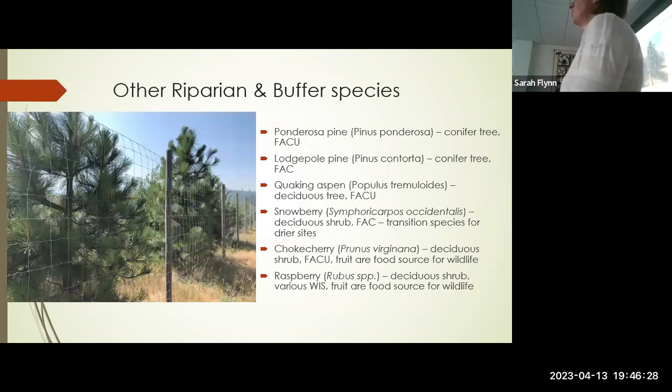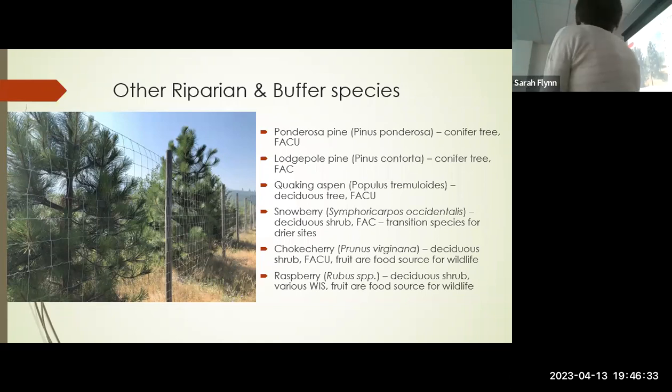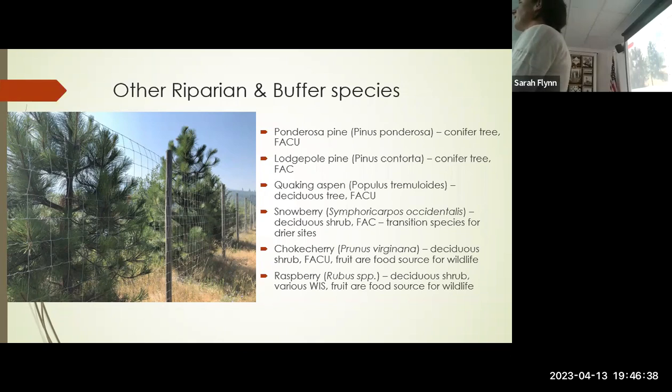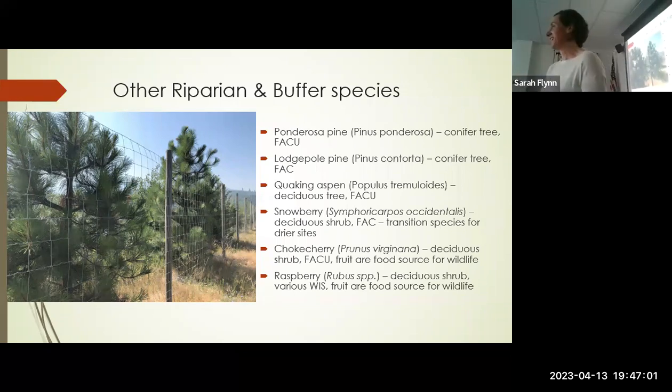And as I said, there is a huge long list of plants that we could talk about all day for what we could plant. This is just a quick list of some other ones. We do try to include conifers, especially at that edge of the interface between the riparian and upland areas. We'll put in aspen that are slightly drier. Snowberry seems to do pretty well and spread once it gets in there. Chokecherry is another good one, especially for food sources for the wildlife. Raspberry, a little more shade tolerant.